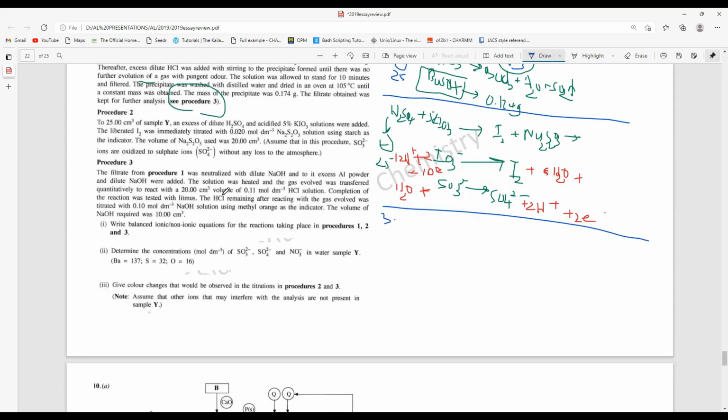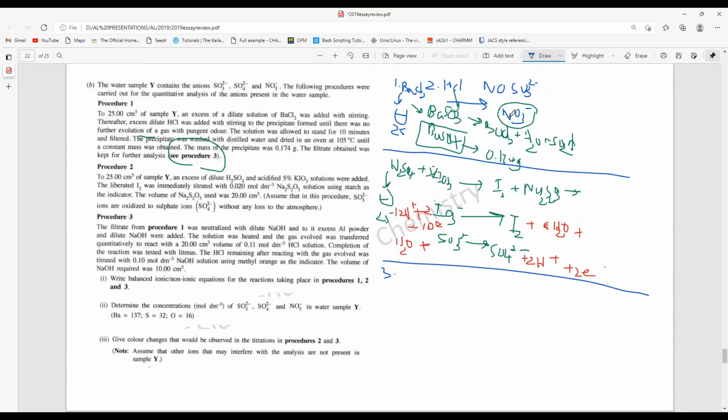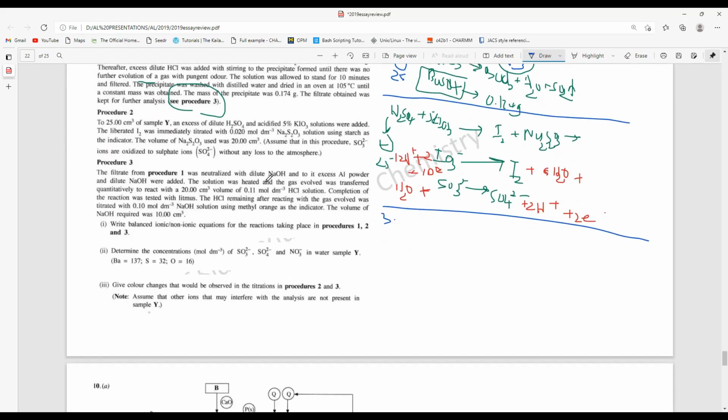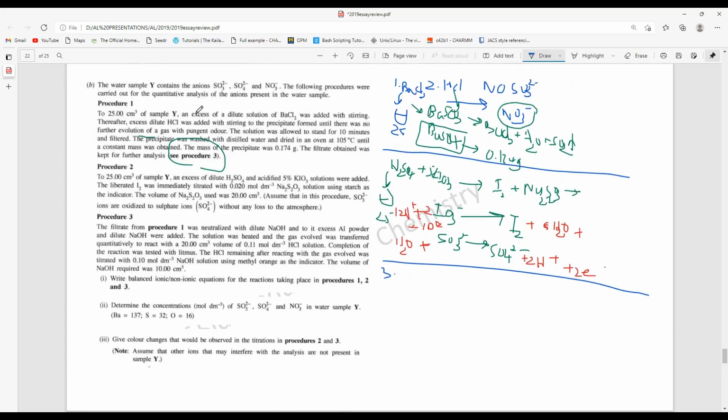The filtrate from procedure 1. So in this filtrate, you have now NO3 minus. So it was neutralized because they have added HCl. So there can be some excess HCl, because they have added excess diluted HCl. So first you need to neutralize, and they say then they add aluminium powder and dilute NaOH. So you should remember what is going to happen now. If you're familiar with this reaction, you automatically know from this NO3 minus what is going to happen. Ammonia is going to form, remember.